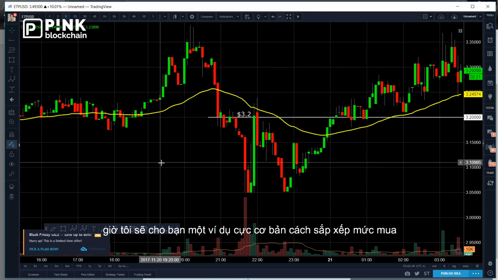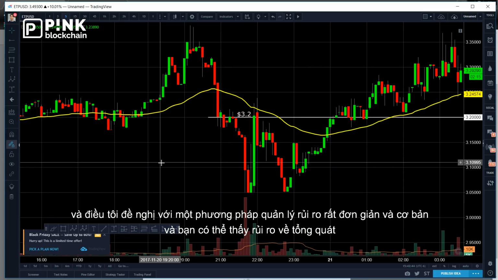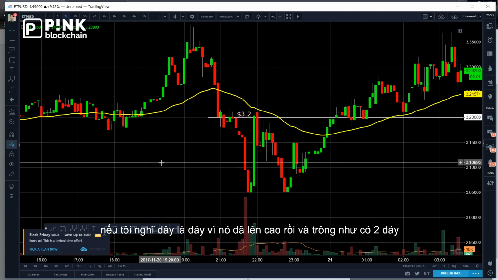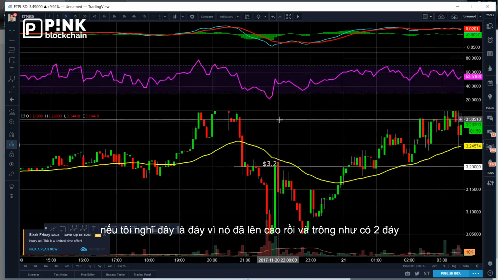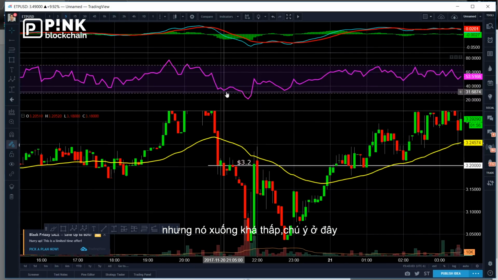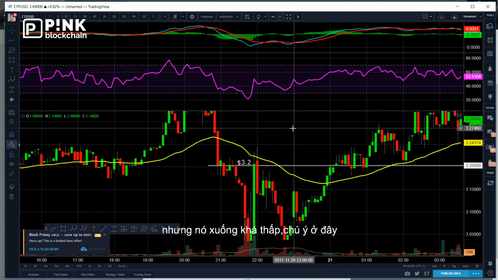Now, I'm gonna give you guys a very basic example of how to ladder your buys and what I would recommend to do as a simple and basic method of risk management and reducing your risk in general. Now, I'm no financial advisor, but this is what I would do, okay? Just as a very clear example. So if I thought that this was the bottom because it went high, okay, right? It looks like it double bottomed there a little bit, but it went way lower if we notice, okay?